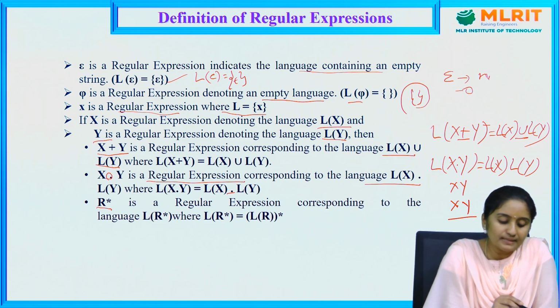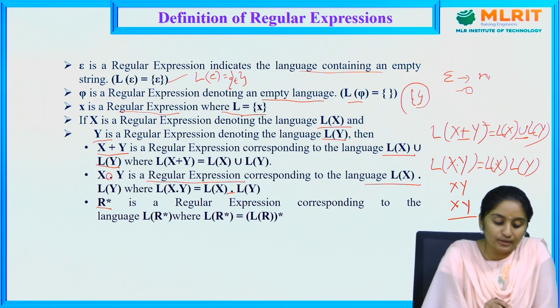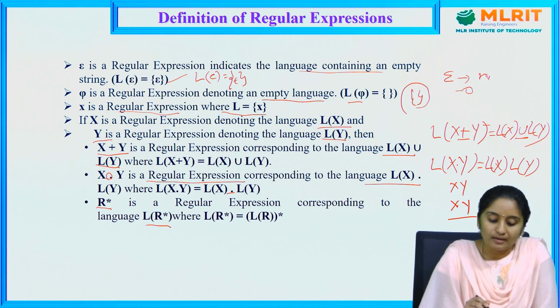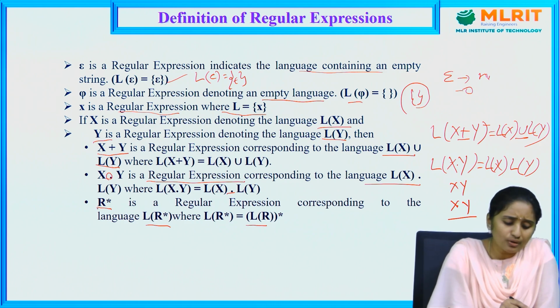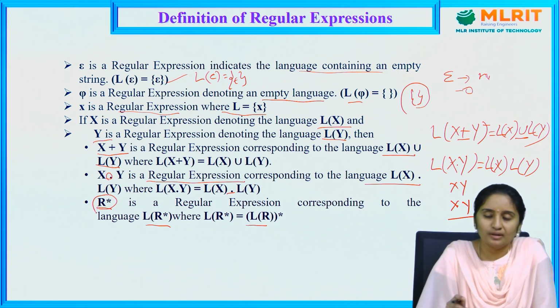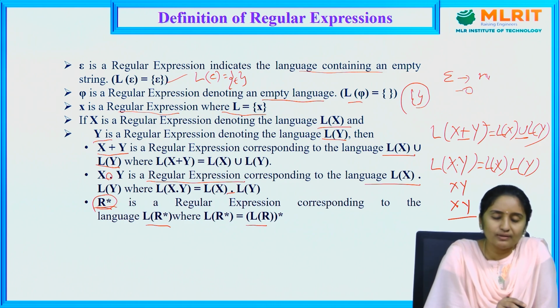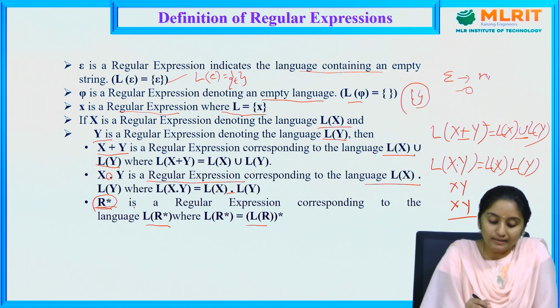R star is a regular expression corresponding to the language L of R star, which is L of R whole star. R star is the Kleene closure. Anything we write in the form of a regular expression can be written in the form of languages, L of.